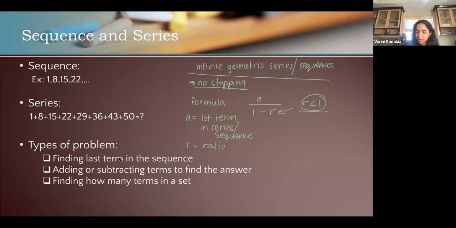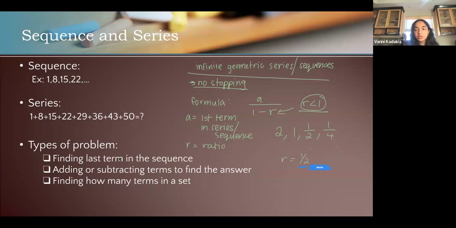Basically, let's say we have 2, 1, 1/2, 1/4, and so on. What would be the r here? Can anyone tell me what the common ratio would be? Half. Yeah, half. So it would be 1/2, right?